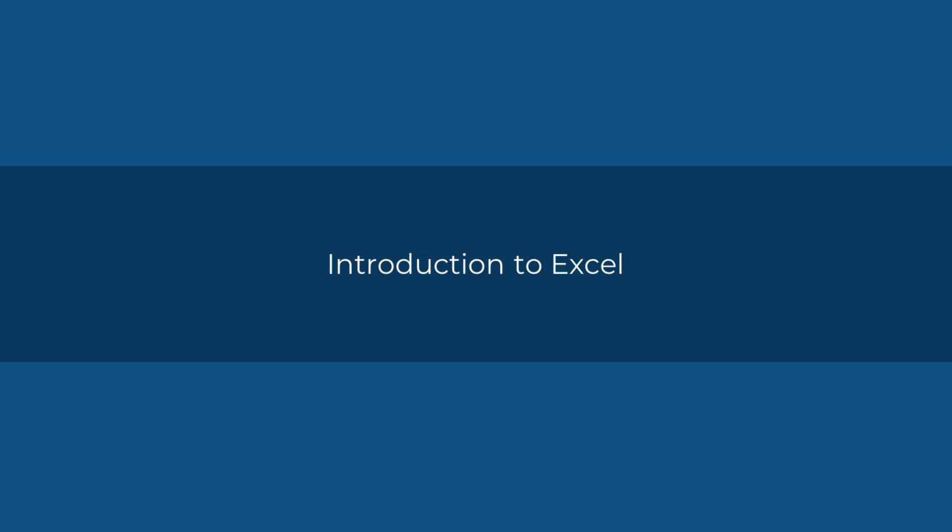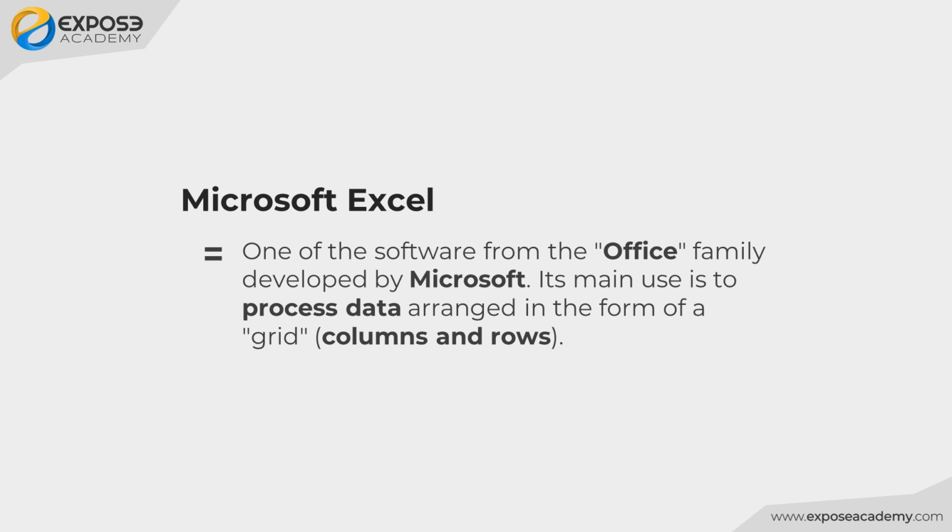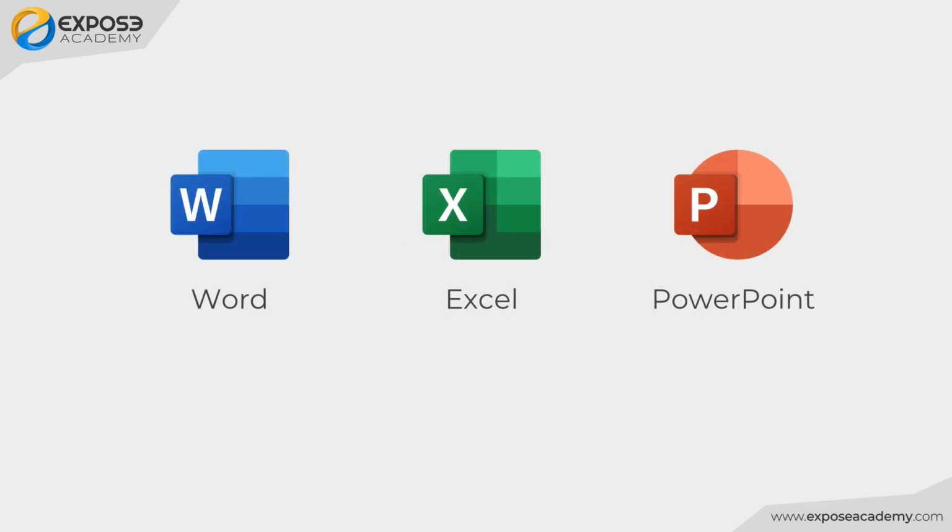So, what is Excel? In short, Excel is one of the software from the Office family developed by Microsoft. The main use of Excel is to process data arranged in the form of a grid or a table consisting of columns and rows. Besides Excel, there are actually many other software in the Office bundle. Two of the most popular ones besides Excel are PowerPoint and Word.